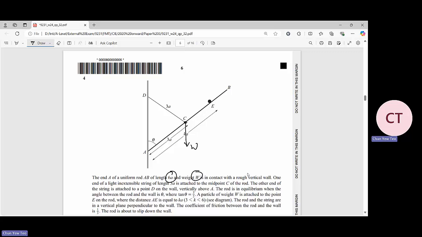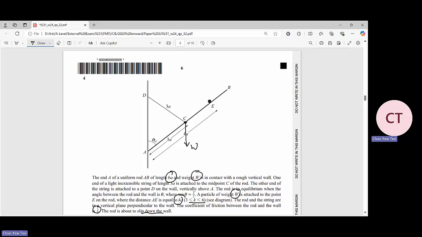One end of an inextensible string of length 3a is attached to the midpoint C of the rod. The other end of the string is attached to a point D on the wall vertically above A. The rod is in equilibrium when the angle between the rod and the wall is theta, where tan theta is 3/2. A particle of weight W is attached to the point E on the rod, where the distance AE is equal to ka, k is between 3 and 6. The rod and the string are in a vertical plane perpendicular to the wall. The coefficient of friction between the rod and the wall is 1/3. The rod is about to slip down.